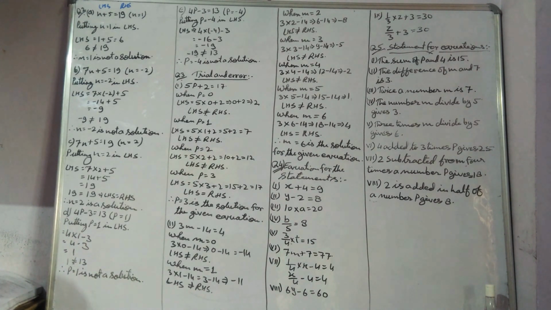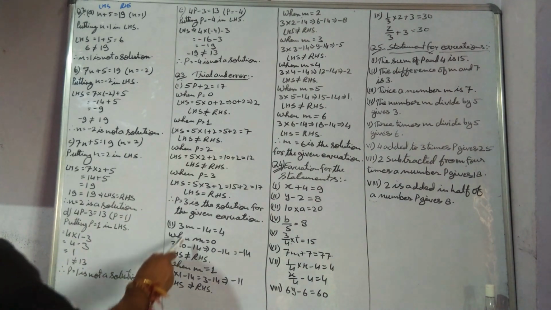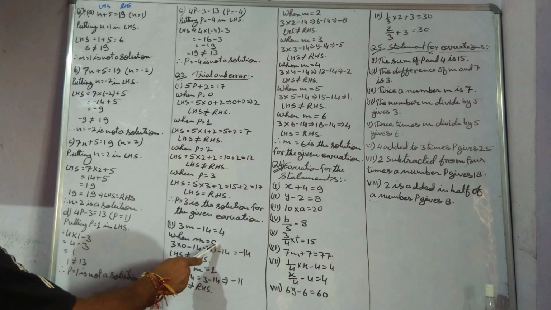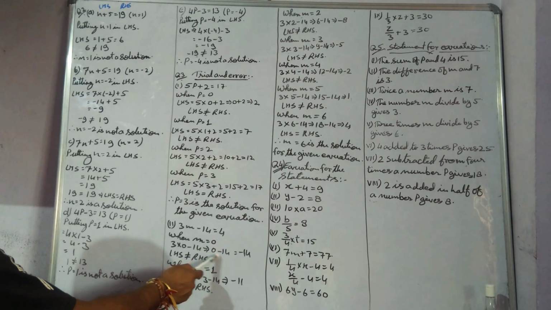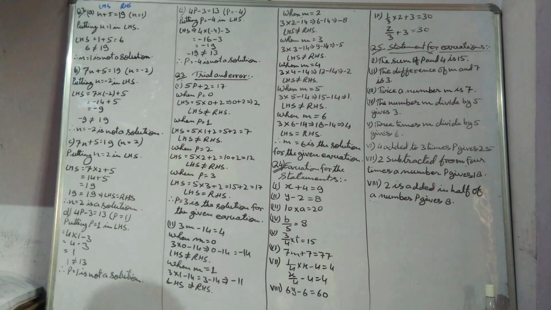Now the second part is given here: 3m minus 14 is equals to 4. So we will do here the same thing. In this one we will take the value of m equals to 0. Now that is 3 into 0 minus 14, that is equals to 0 minus 14. So the value is here minus 14. Because LHS is not equals to the RHS, so we can say here it is not a solution.